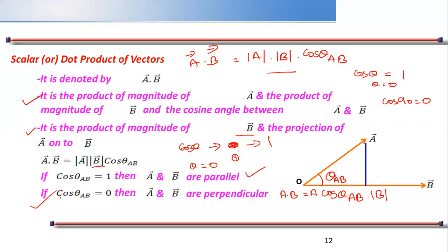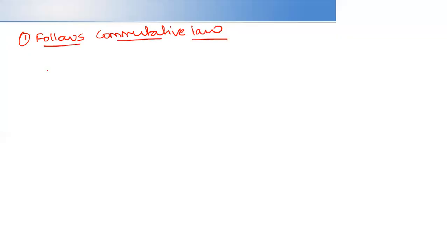Okay. Now let's see some of the laws that it follows, like the commutative law and the distributive law. Dot product has certain applications. First, dot product follows the commutative law, because this is very important when you do mathematical problems in electrostatics, magnetics and so on. So vector A dot B is equal to vector B dot A. I will do one thing.